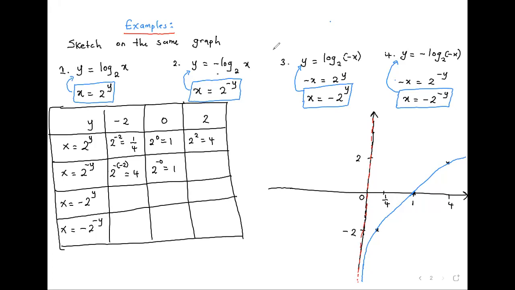So you can see that there's always a reflection. For all these graphs, there will be a reflection along the line x is equal to y, or y is equal to x.